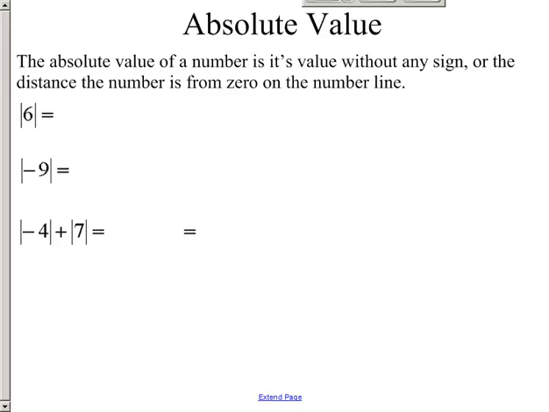Okay, so if we take the absolute value of 6, can anybody tell me what the absolute value of 6 is? Somebody raise your hand so I know where it's coming from. Matt? 6. The absolute value of 6 is 6. If it's positive, we just leave it.